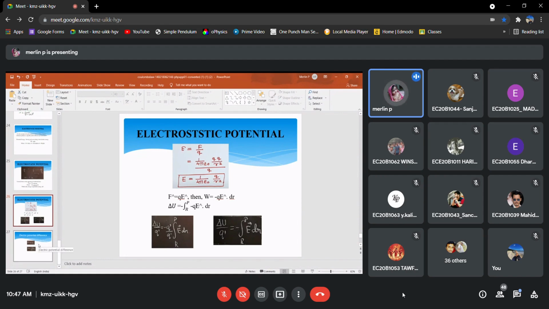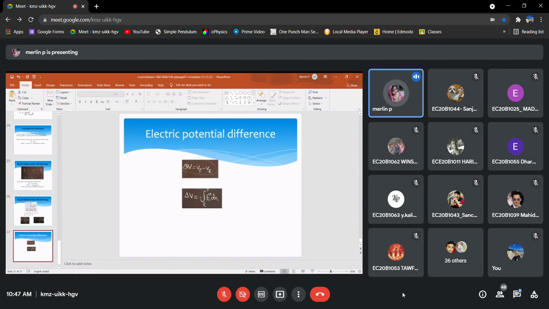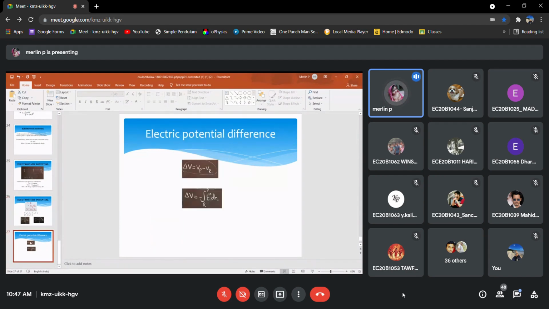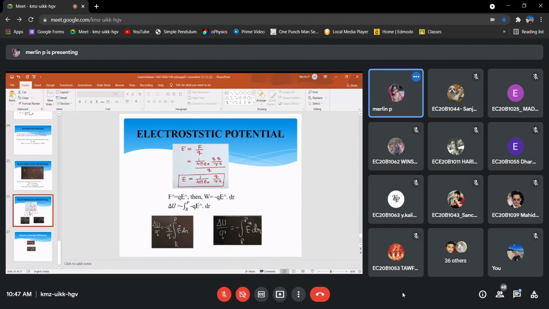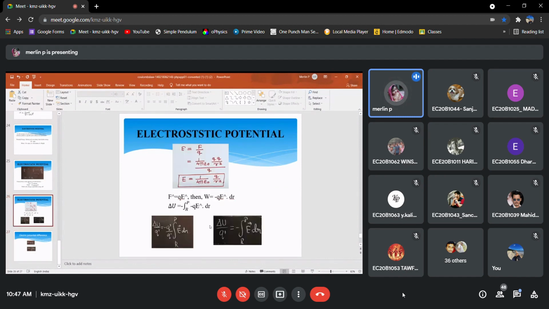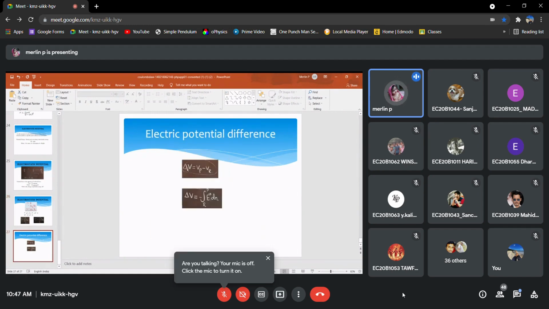We should write the electrostatic potential in terms of V only. In physics you would have said it as del U, but in engineering we will write the electrostatic potential as del V only. It's electric potential. For understanding, I have written del U. del U can be written as del V.